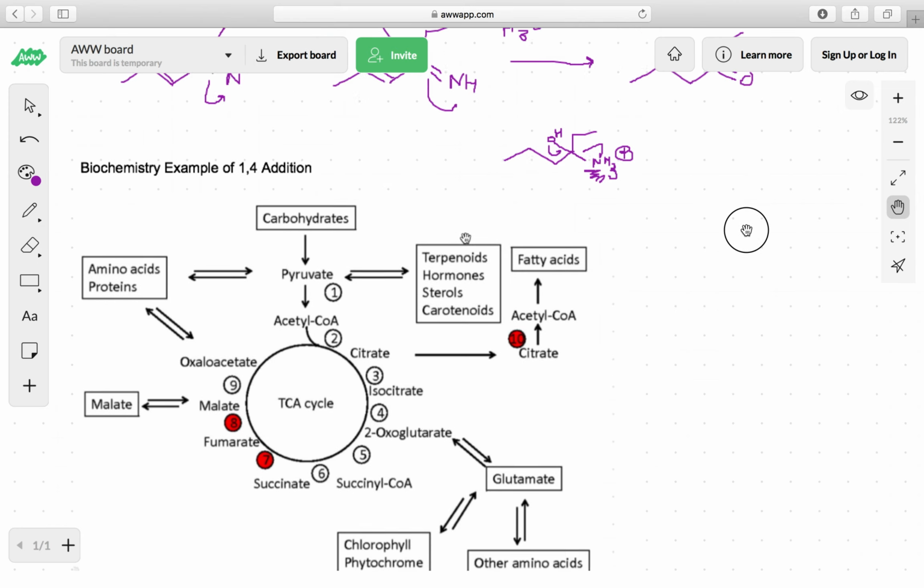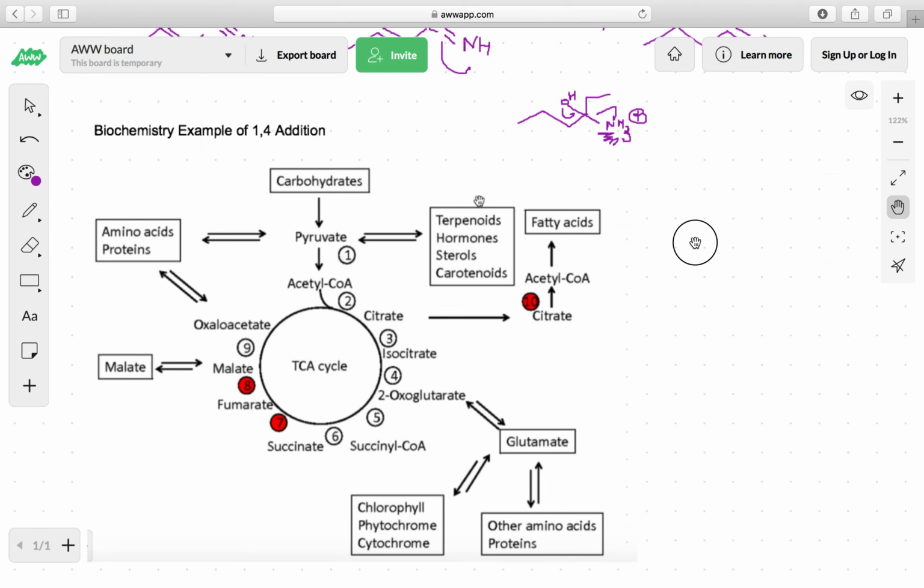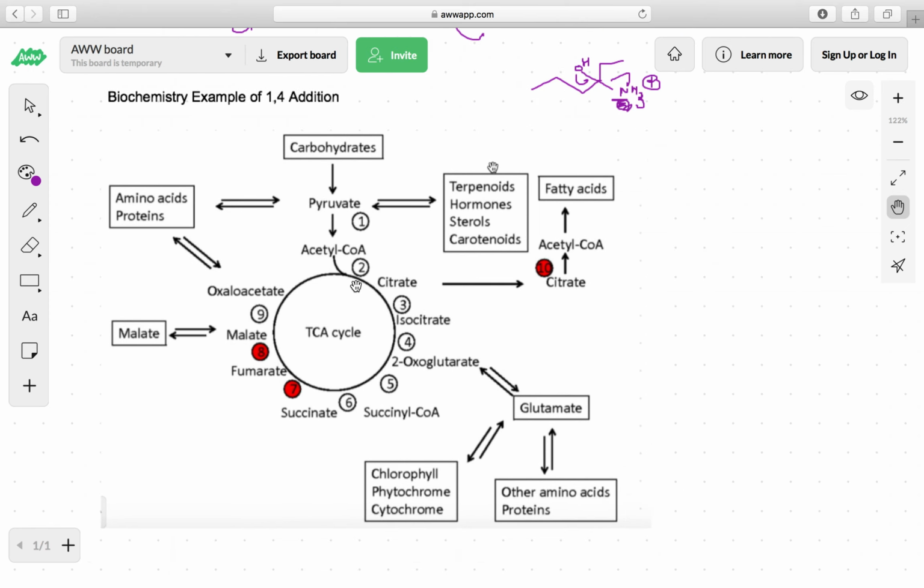Alright, so now let's get into a cool biochemistry application of your 1,4 addition to enones. So once again, I'm showing you guys this diagram. This is your glycolysis in the beginning. It breaks down your glucose into pyruvate, and pyruvate then converts to acetyl-CoA, which enters the Krebs cycle to provide high-energy electron carriers. And these electron carriers can be used by the electron transport chain to create a proton gradient, which can be used to create ATP. Now, the part we are interested in is over here.